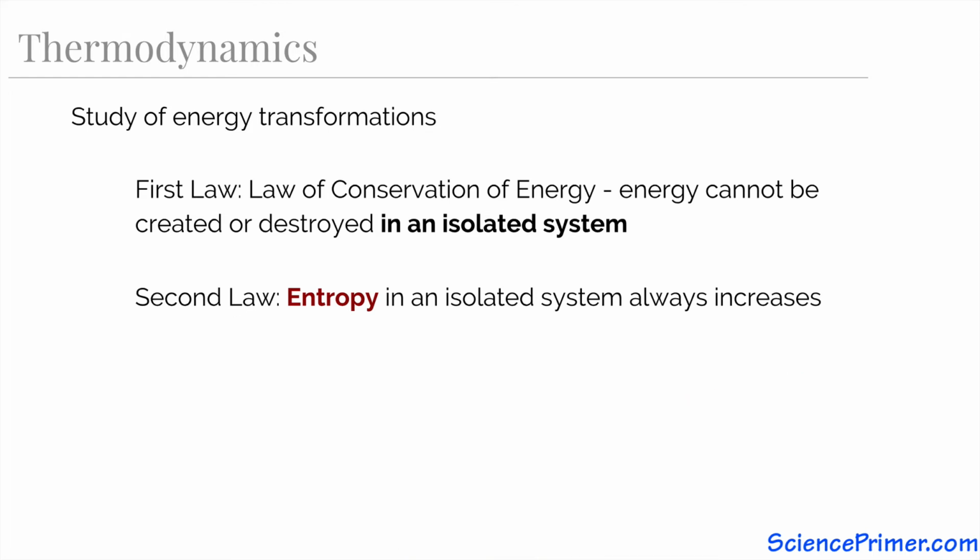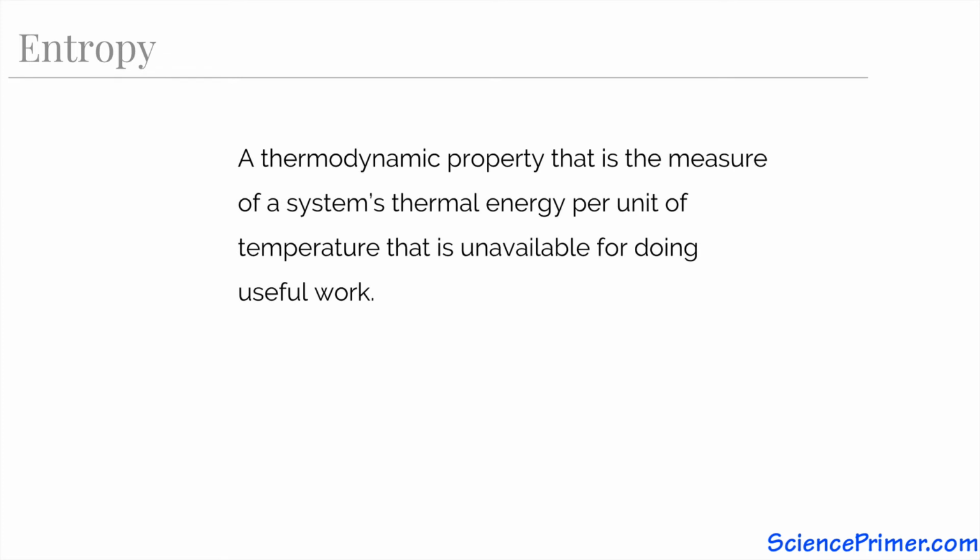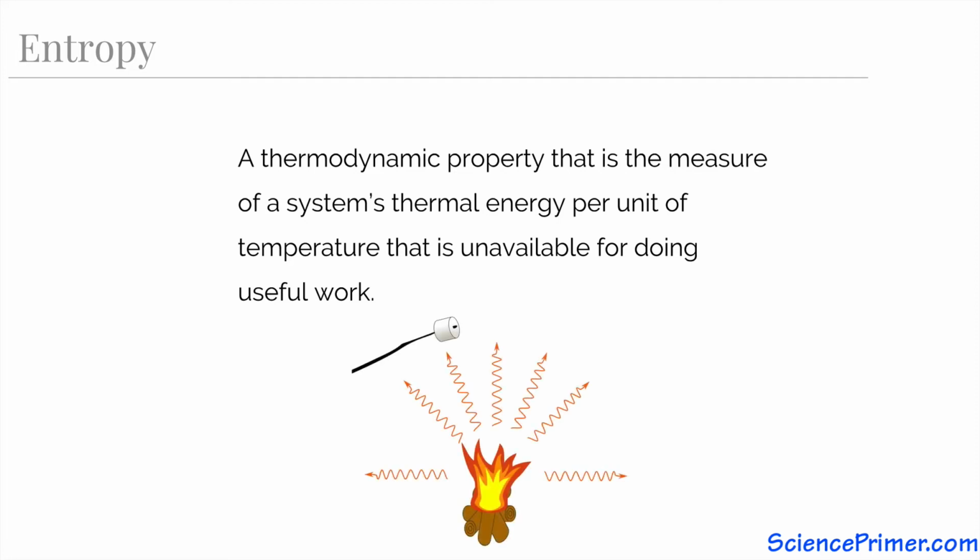Thinking about entropy in terms of energy density also captures important ideas about the relationship between work, energy, and heat, and the fact that not all energy in a system is available to do useful work. This points to another useful way to think about entropy, specifically as a thermodynamic property that is the measure of a system's thermal energy per unit temperature that is unavailable for doing useful work.